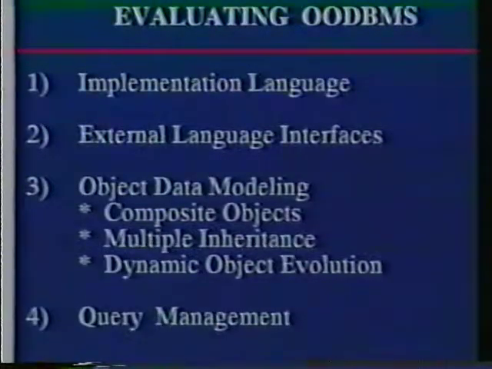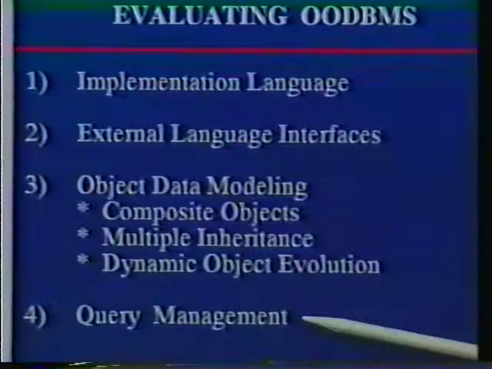Dynamic object evolution. We discussed dynamic object evolution before, and you need to see whether these things are supported. In terms of dynamic object evolution, there are a number of things that you can do to these objects. You can add new attributes, you can add new methods, you can remove attributes, you can remove methods, and so on. Now, are these changes propagated down the line to various other subclasses or instances? So you need to look into it too.